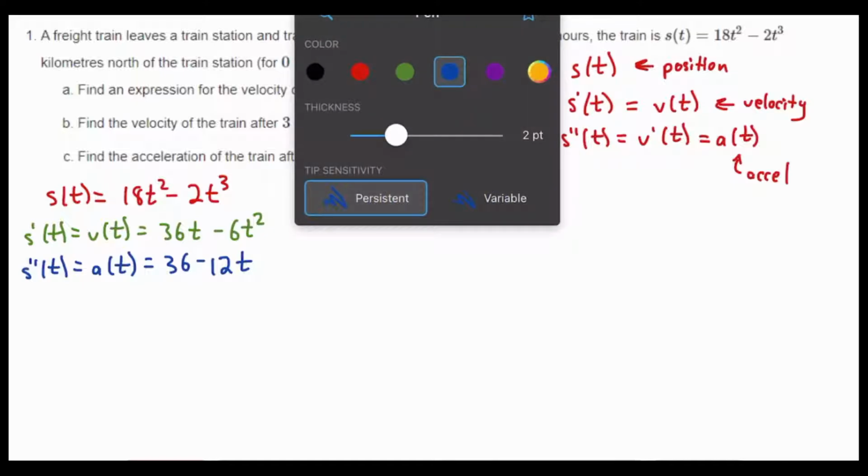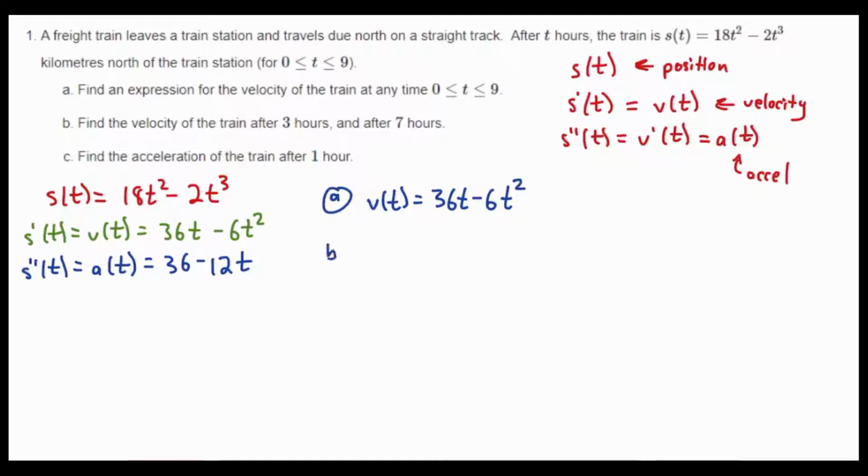Question B, find the velocity of the train after 3 hours. So we're just going to evaluate our function at t equal to 3. So we're going to have 36 times 3 minus 6 times 3 squared. And I'm going to go ahead and use my calculator.